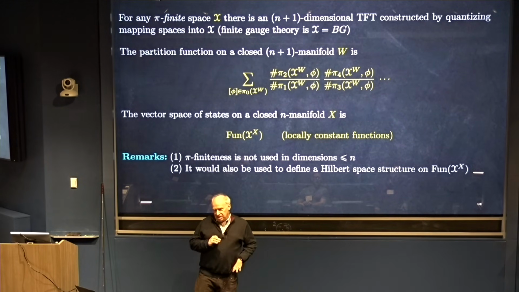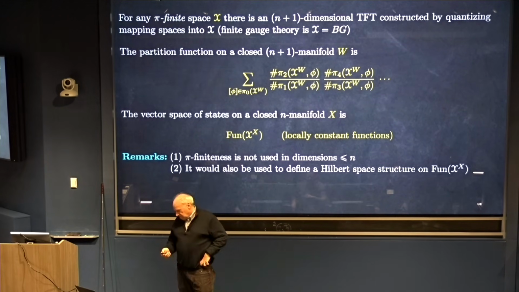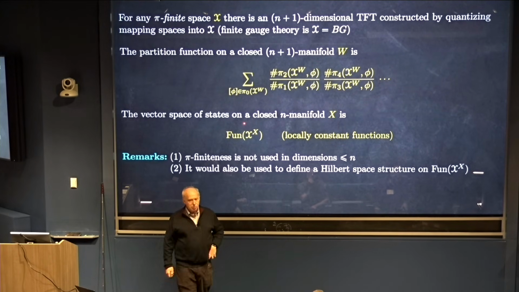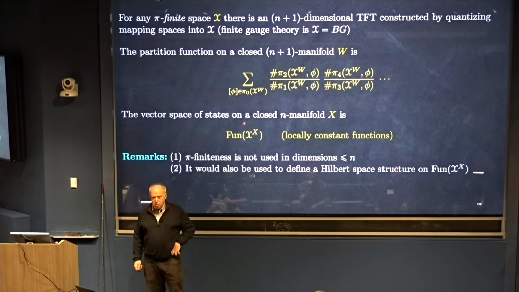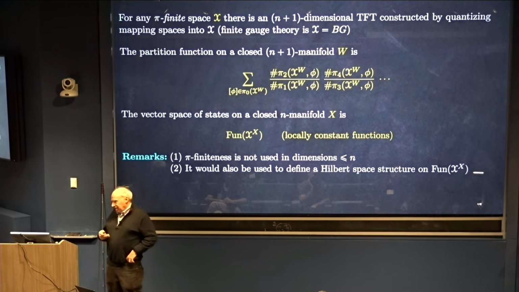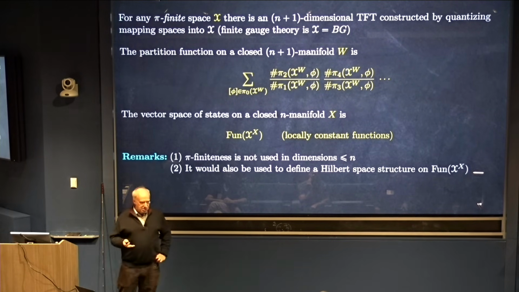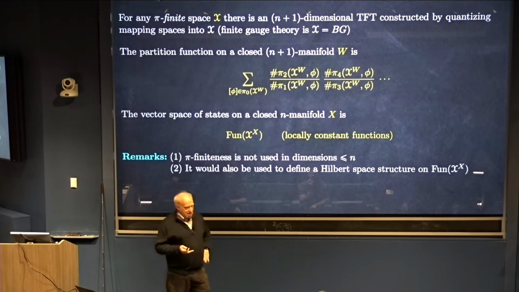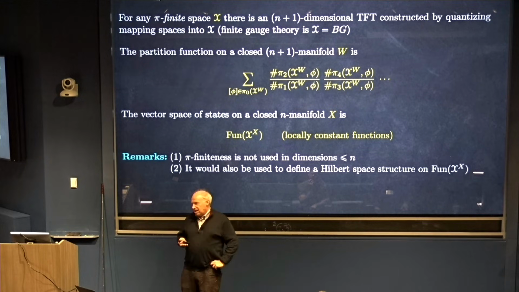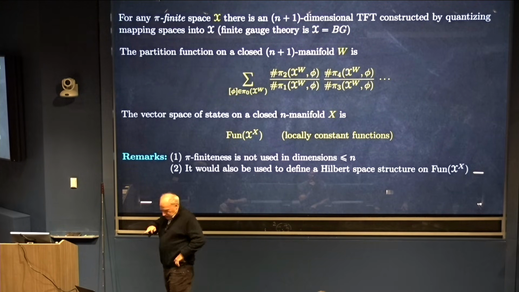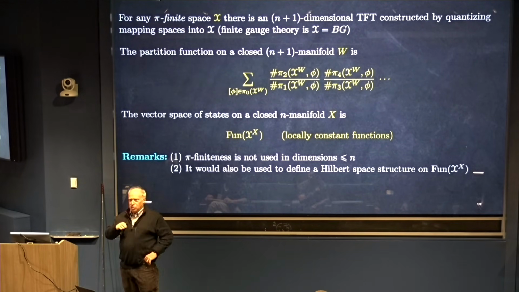Now, pi finiteness would also be used if I want to write down an inner product on this function space. Then we would also use pi finiteness to construct the inner product. But if we don't ask for unitarity, then we don't need it. So the kinds of theories that we'll discuss are going to be truncated below the top, and they won't be unitary.